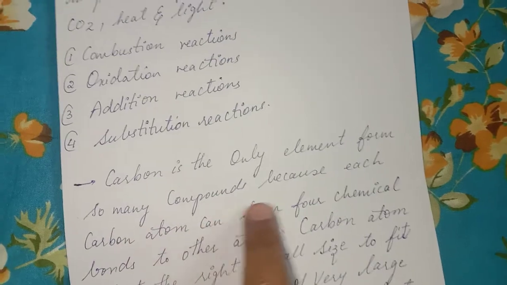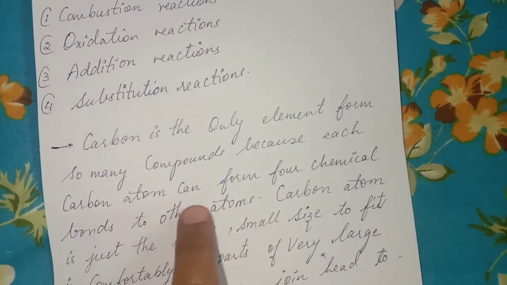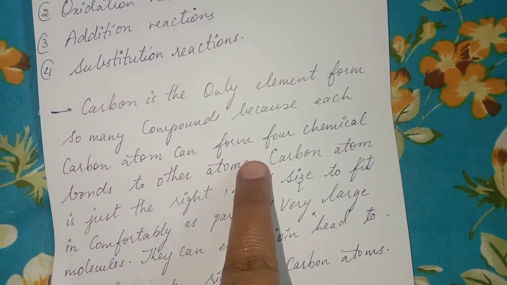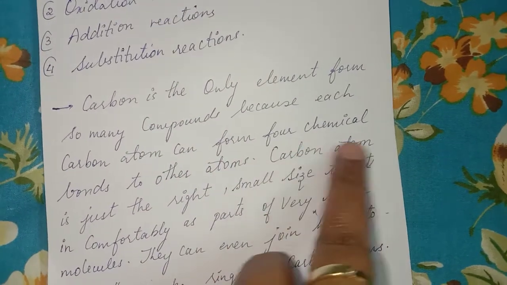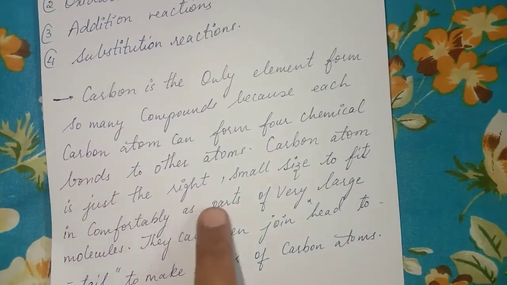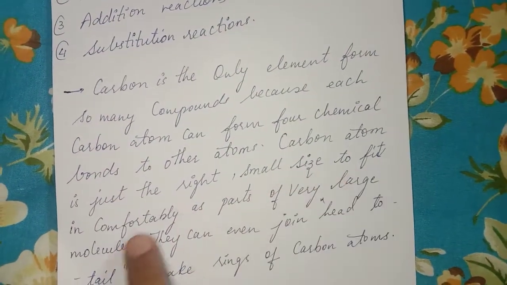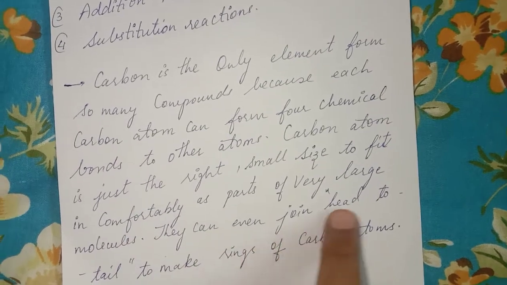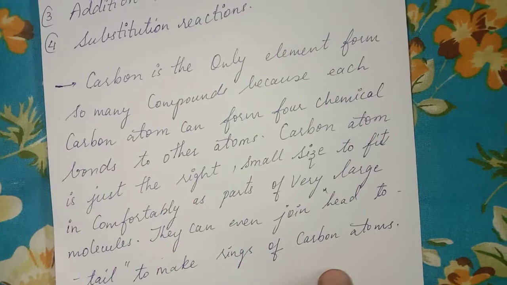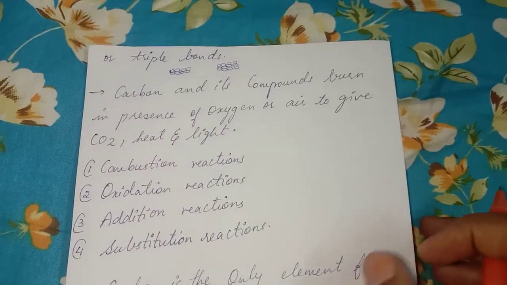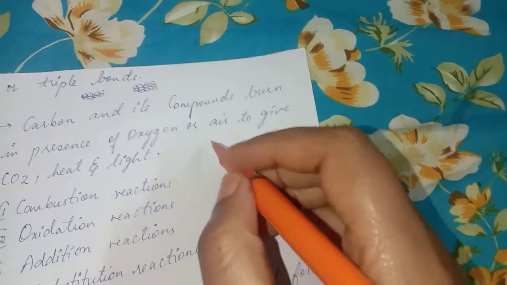There are so many compounds because each carbon atom can form 4 chemical bonds to other atoms. Also, the carbon atom is of just the right, small size to fit comfortably as part of very large molecules. They can even join head to tail to make rings of carbon atoms. As we have already discussed what an atom is, what a molecule is, and what a compound is.